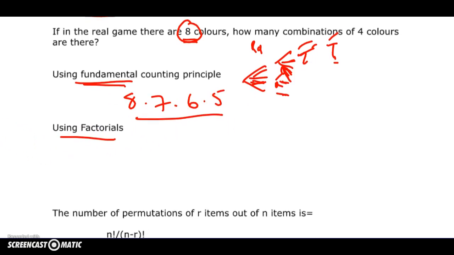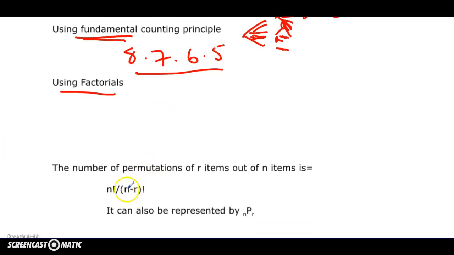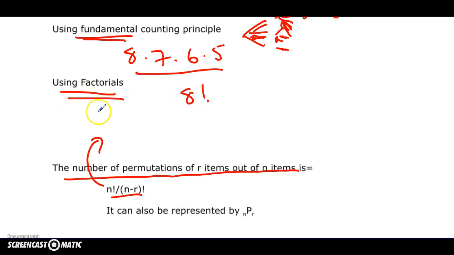Using factorials, and this leads to the next thing. Let me look at this first and I'll come back up here. Using factorials, the number of permutations of R items out of N items is N factorial divided by N minus R factorial. Now this example here is going to be a little different. What that is saying is, if we want to use factorials, it's going to be 8 factorial. I'm choosing R objects out of N, which means I'm choosing 4 objects out of 8. So I want to choose 4 out of 8 to line them up. And the answer is 8 factorial over 4 factorial.